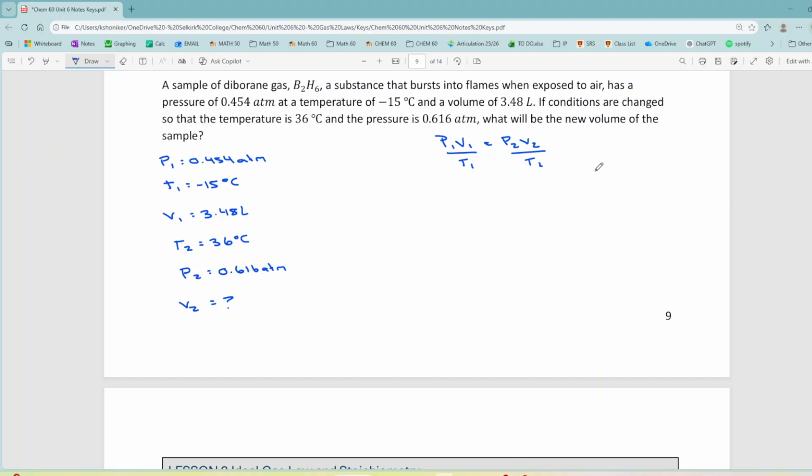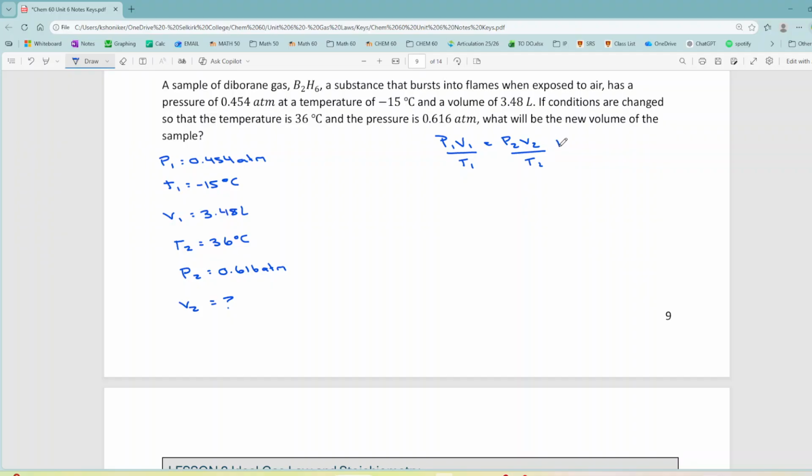But this time we have to keep everything else. Now, like I keep saying to you guys, you are more than welcome to plug in P1, V1, T1, P2, T2, and then do a multiplication and a division, and then one more division, or you can rearrange this equation to solve for V2.